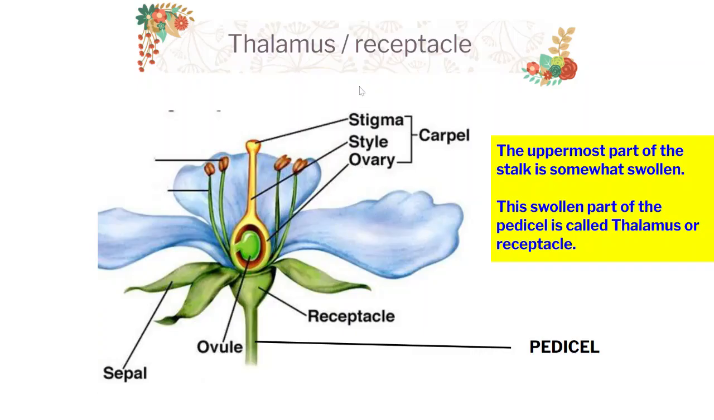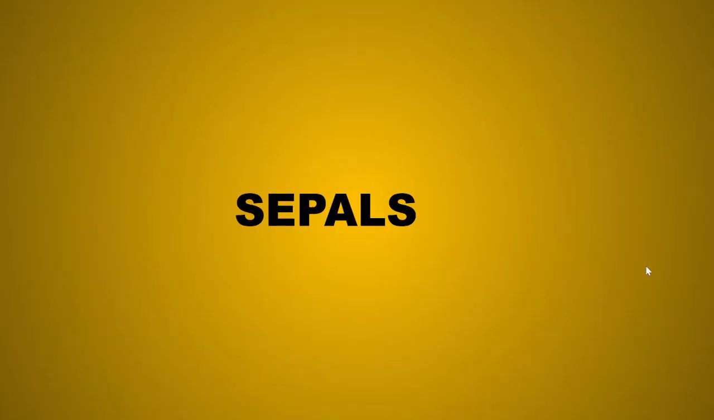Now, what is thalamus? Children, above the pedicel, the tip of the pedicel is swollen, and this is known as thalamus. The uppermost part of the stalk or pedicel is somewhat swollen, and this swollen part of pedicel is called thalamus or receptacle. Children, now let us discuss the other parts in detail.